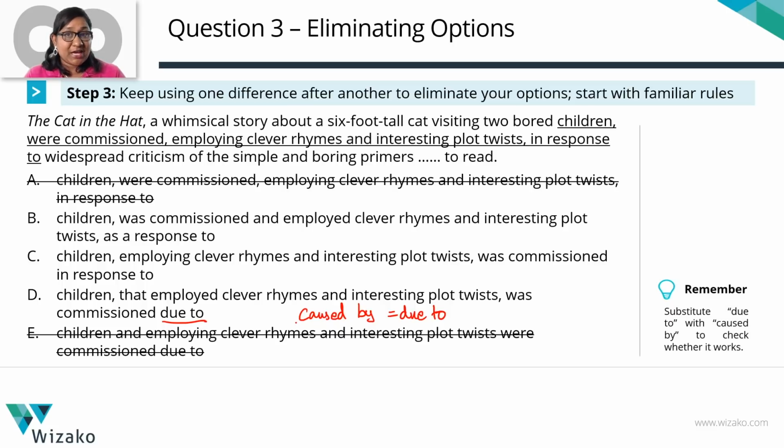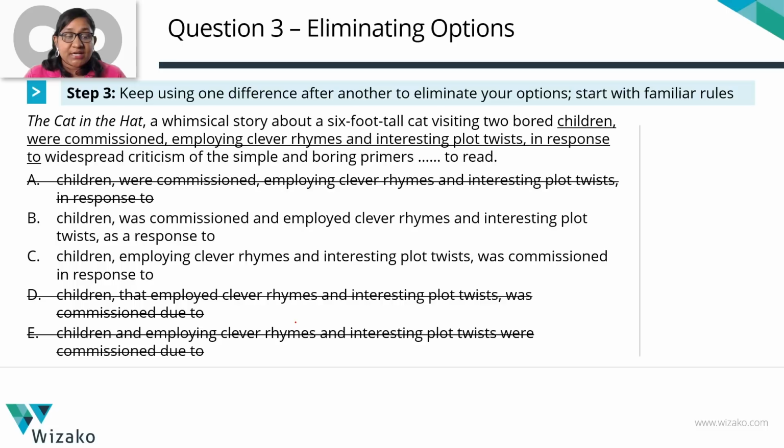So that's the rule we have learned. If you are using "due to" and you want to make sure that's right, substitute with "caused by" and check whether that sentence makes sense. D is not the right answer. Let's eliminate it. We're down to B and C. Let's read them and see what the differences are. B says, "was commissioned and employed clever rhymes and interesting plot twists as a response to." And C says, "employing clever rhymes and interesting plot twists was commissioned in response to."